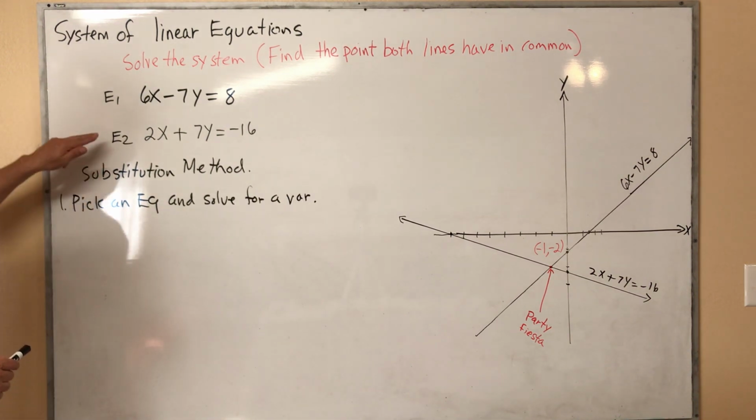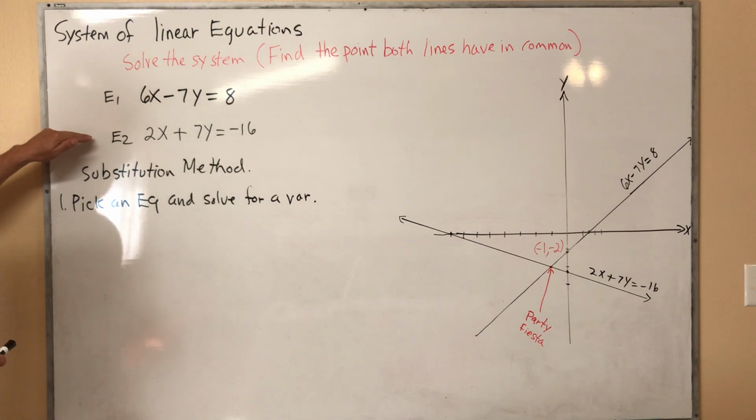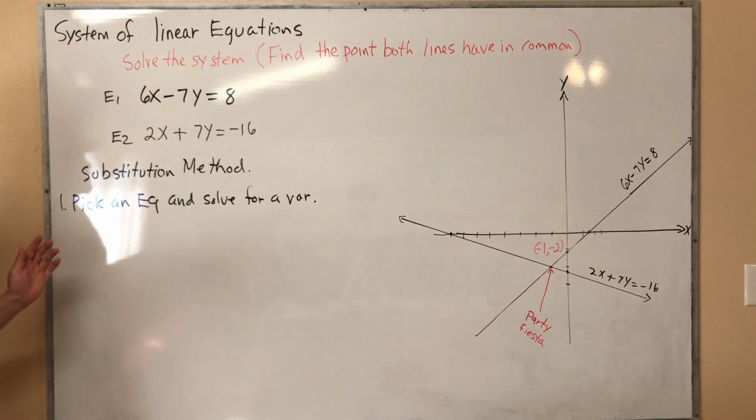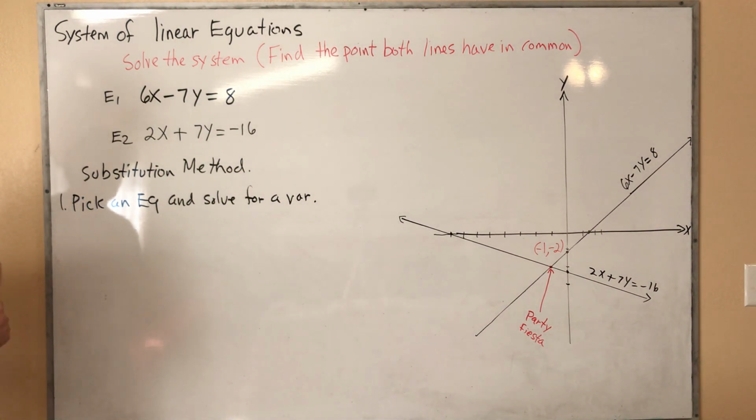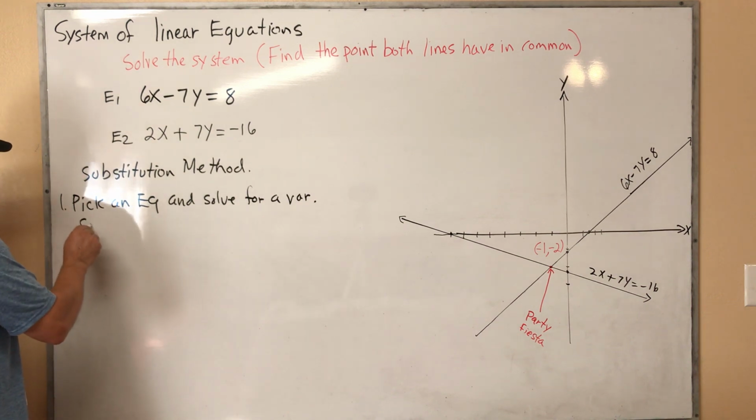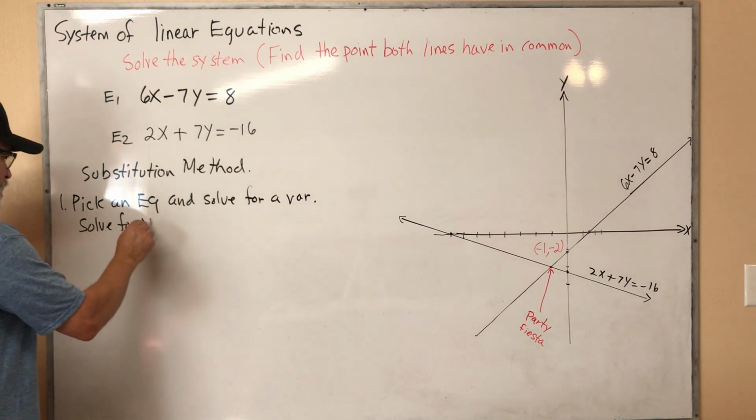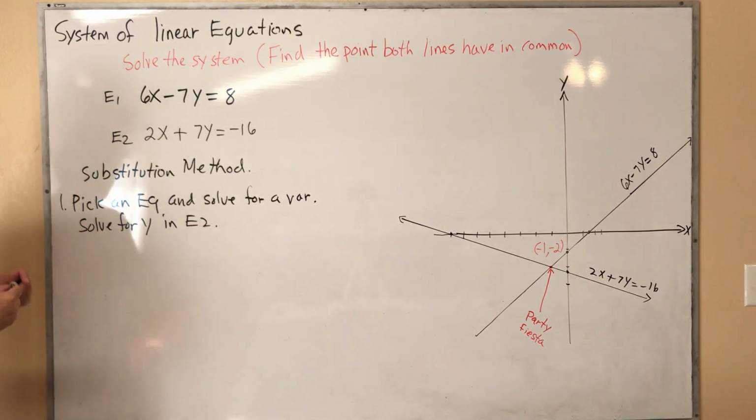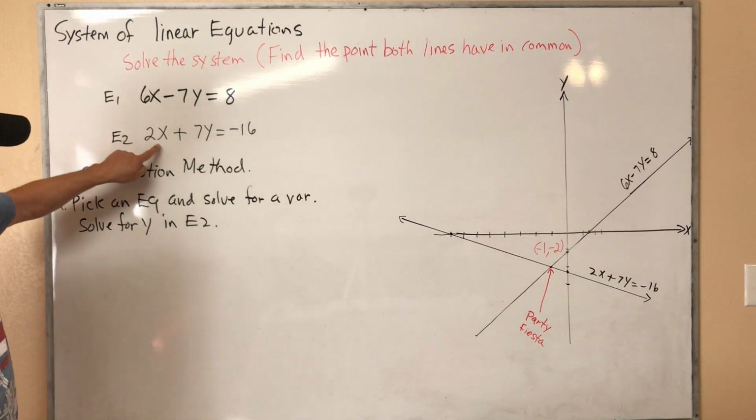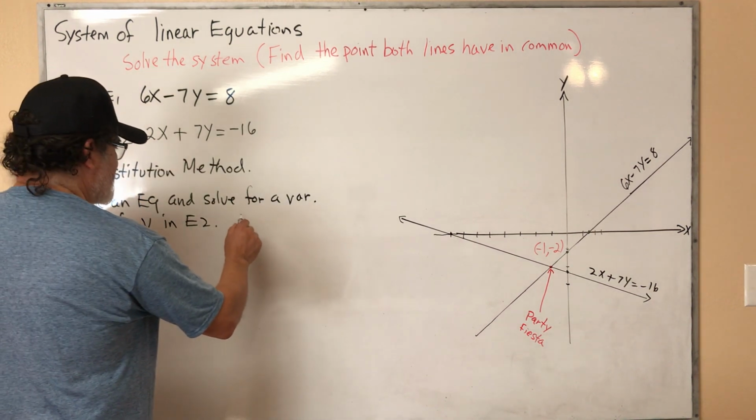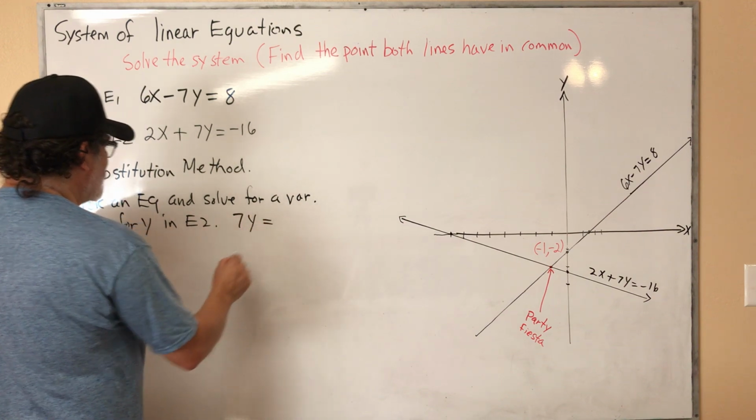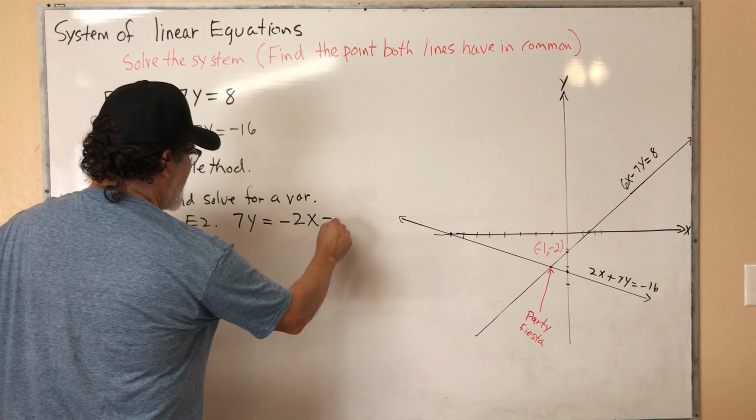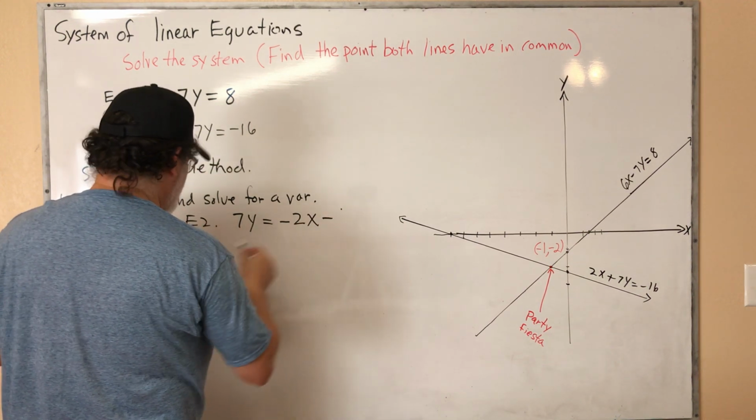So I think equation 2 is easier to solve. I'm going to solve for y in equation 2, okay? I could solve for x, but I'm going to solve for y. So I'm going to say solve for y in equation 2. Here is equation 2, solve for y. Bring this over. So we have 7y equals, bring it over to the right, negative 2x minus 16.